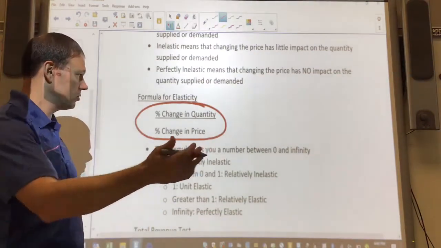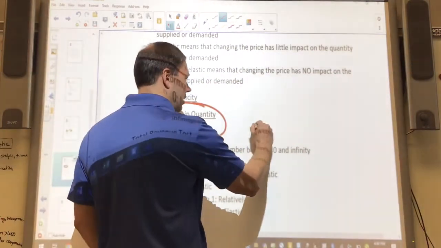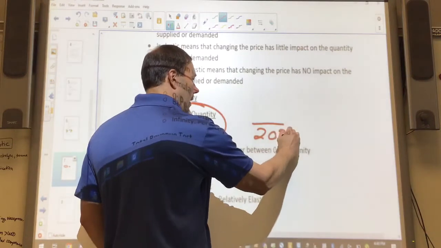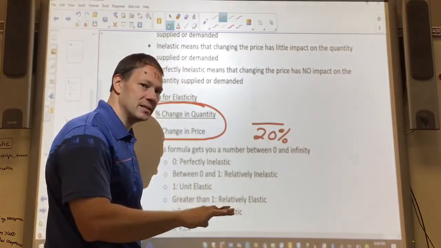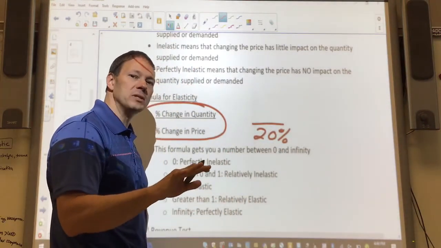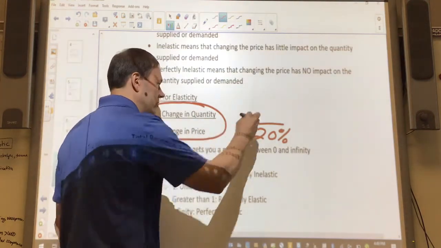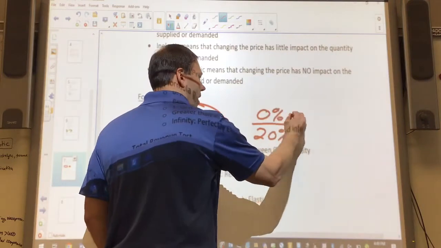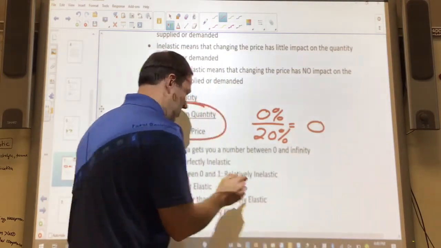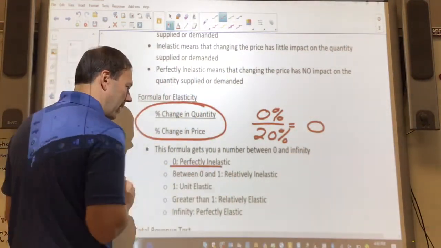So a number of 0 would be an example where you change the price, say 20%, and what do we say? People buy the exact same amount. What was the percent change if people buy the exact same amount? That's right, 0%. So 0 divided by anything is 0, and that is what we call perfectly inelastic.